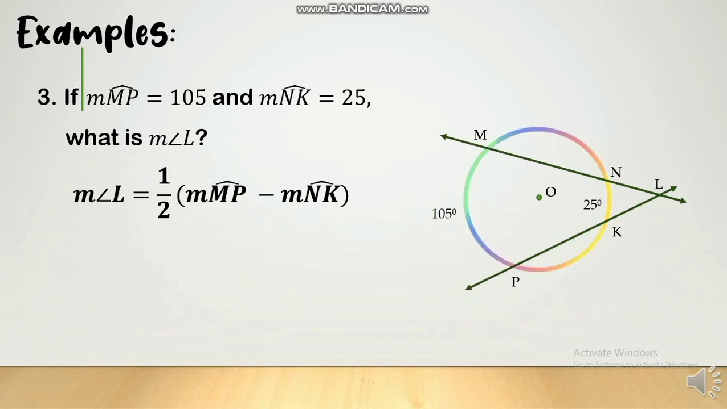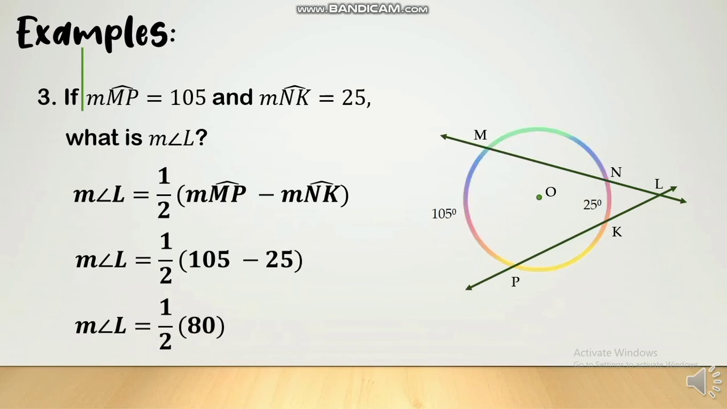So the measure of angle L is equal to 1/2 times the quantity 105 minus 25 because the measure of arc MP is 105 and the measure of arc NK is 25. So 105 minus 25 is equal to 80. So 1/2 of 80 is equal to 40. The measure of angle L is equal to 40.